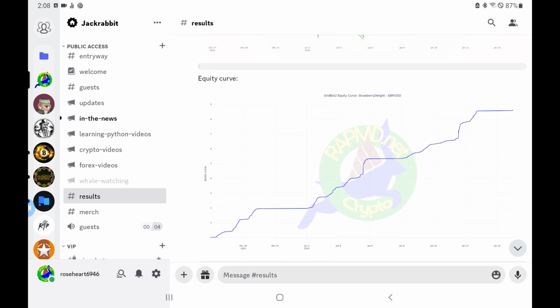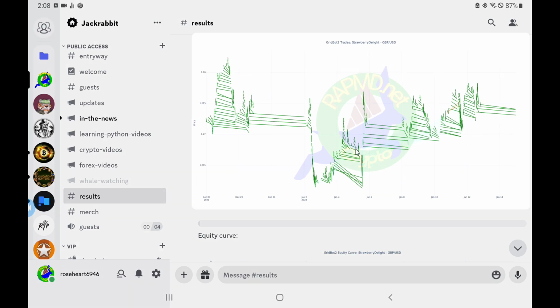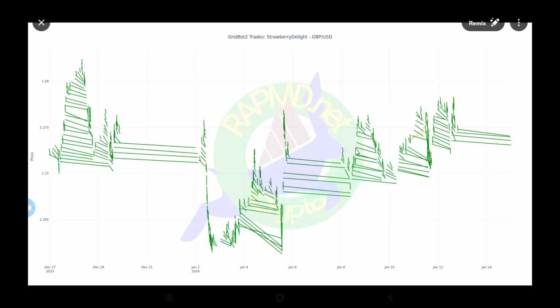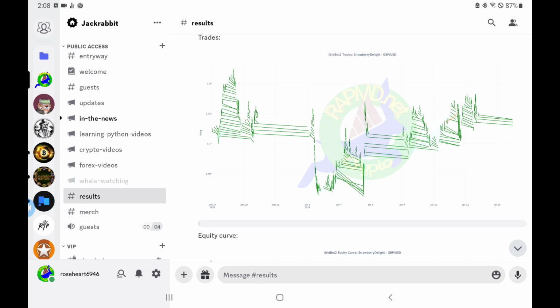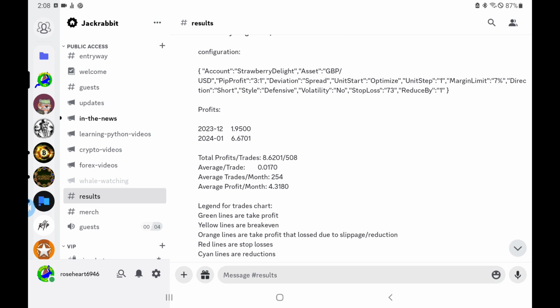Let's go and find another pair, another equity curve, more trades, and you can see by looking at the market where it is going. You can see that the market started high, it dropped, and then it started climbing again, and we have a couple of trades that lost money simply by slippage. All of this information is in the support server for you to see. You can even see the settings I used and the profits I made on a monthly basis.